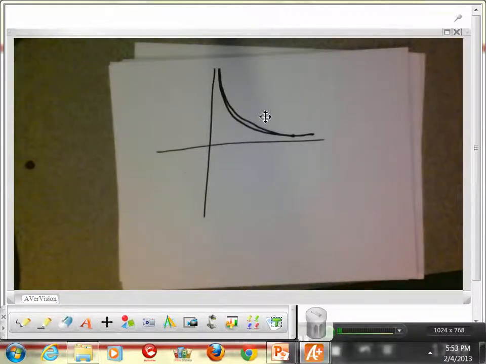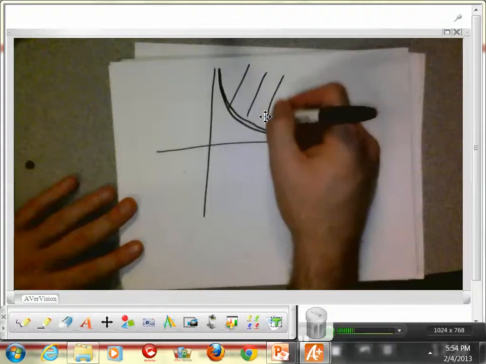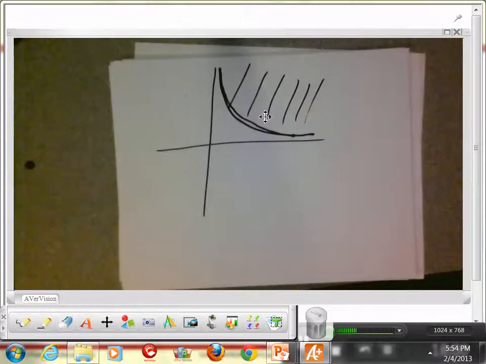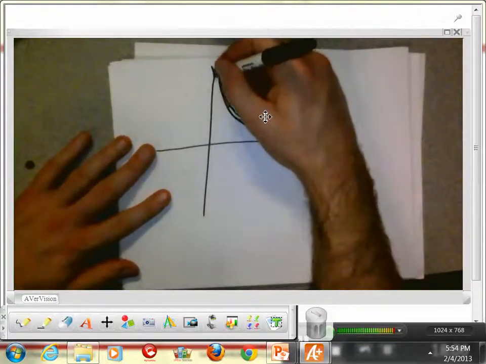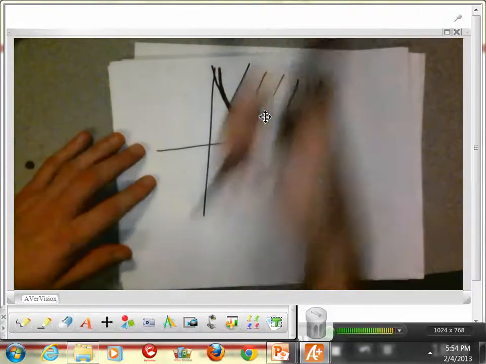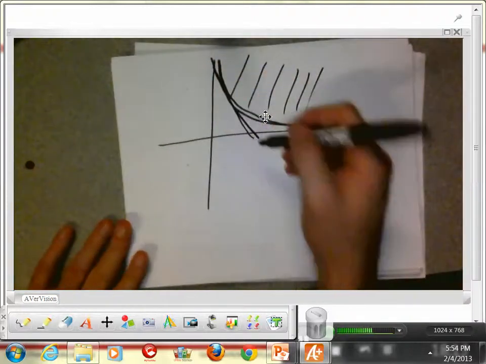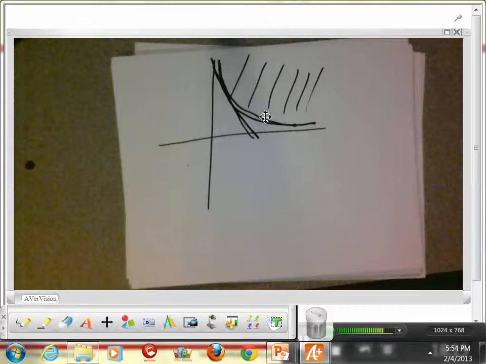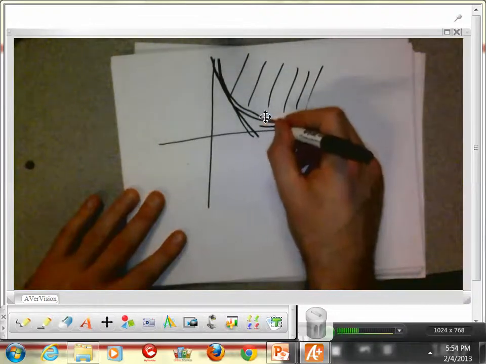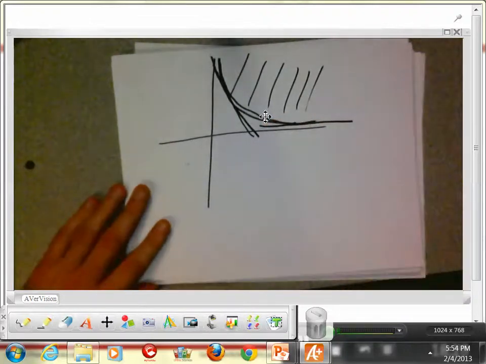So tell me, is this bowl-shaped up or bowl-shaped down? And if it's bowl-shaped up, what does that mean? Positive, right? And the derivatives tell you that too. If I draw a tangent line right here, is the slope of that line negative or positive? Negative. If I draw the tangent line right here, that's about zero, right?